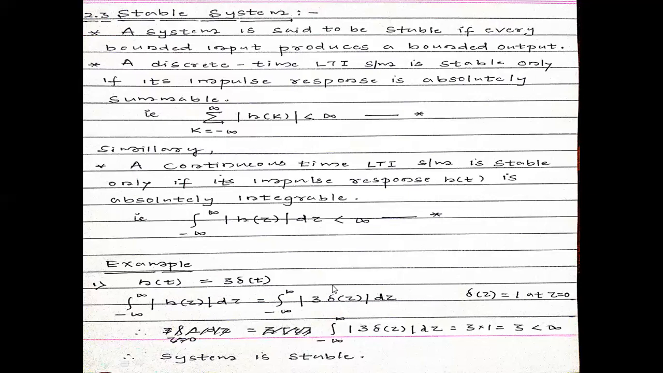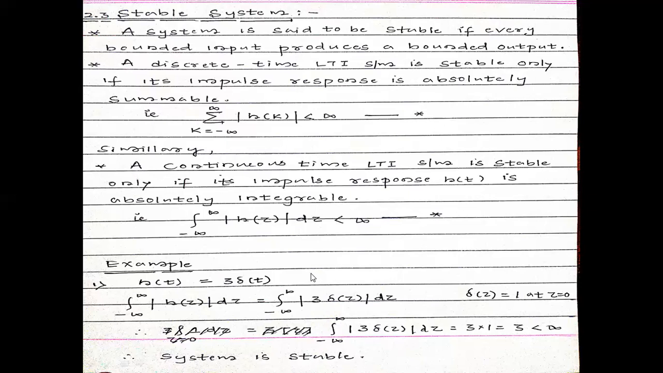And we know that delta of tau is equal to 1 at tau equal to 0, right? Therefore, delta of tau is 1, and 1 into 3 is 3. So 3, which is less than infinity, is a finite quantity. Therefore, the system is stable, right?